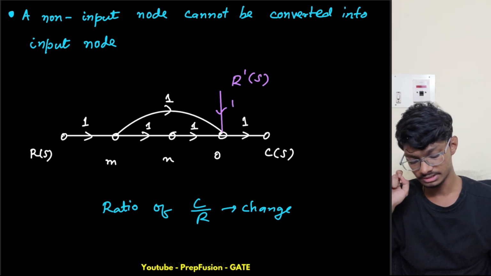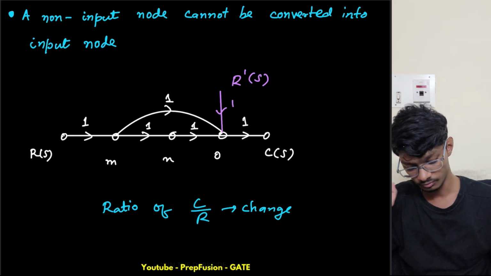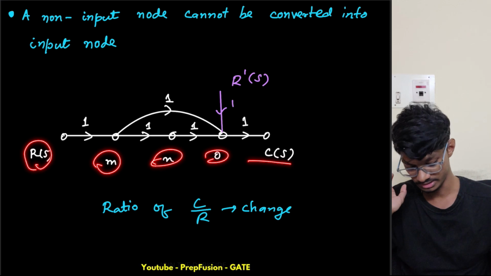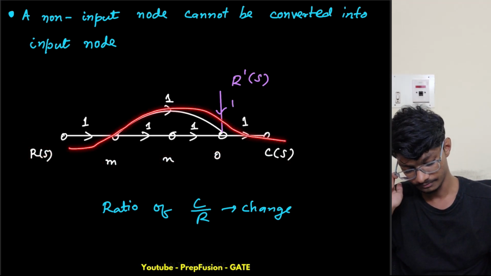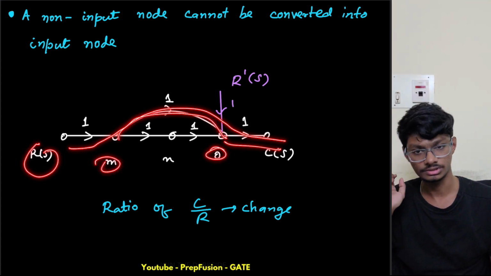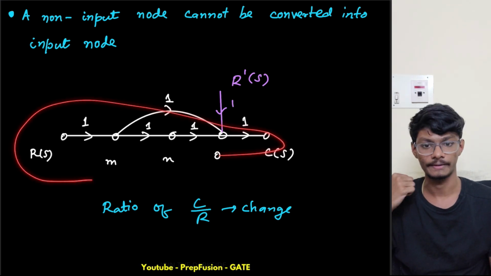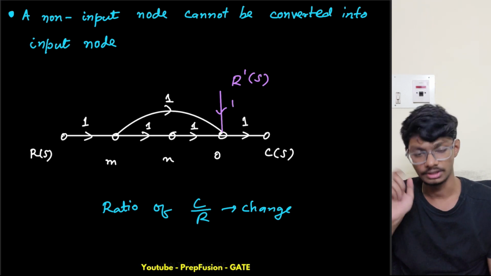Here I can see I have one path, and there isn't any repetition. What path do we follow? We go from R to M to N to O and then C. That's one path. Then we have another path, this one. We go from R to M directly to O and then to C. So we have two forward paths for this particular example. This is basically the forward path, just the path.